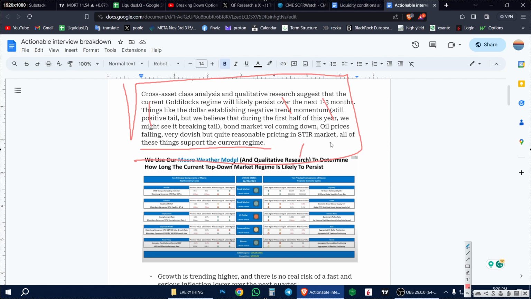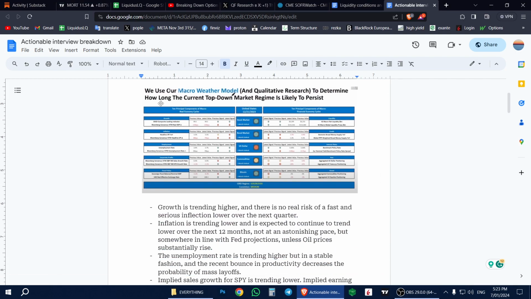So this is what we have. They use the macro weather model and qualitative research to determine how long the current top-down market regime is likely to persist. And we utilize their tools in order to help our tools. We are able to identify the direction, and we are able to identify the meaningful and the most important inflection points. One thing we are not very good at, and essentially it is very hard for anybody, is that we can get the direction right, and we can get the path right, but not with the same degree of certainty as we get the direction right.